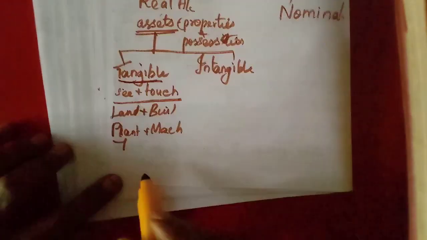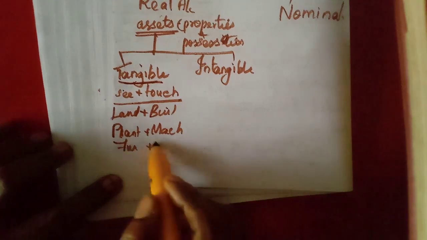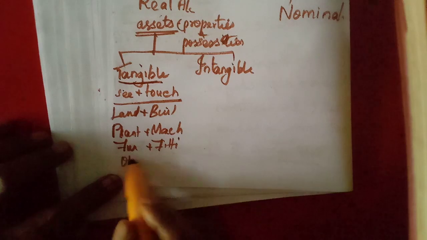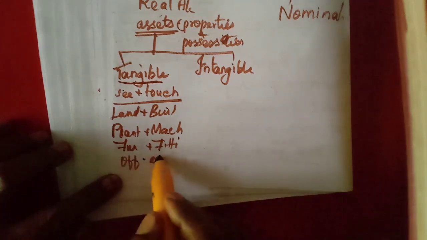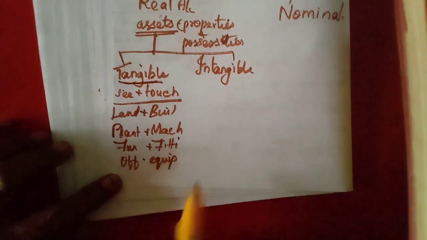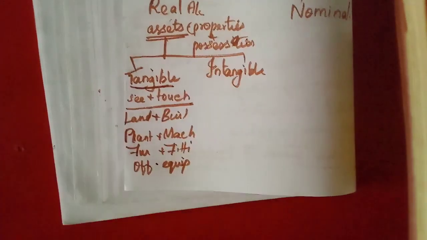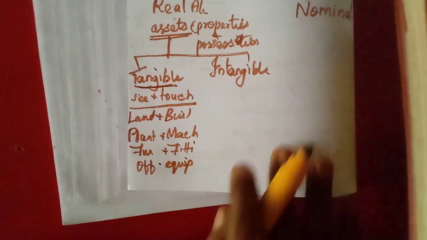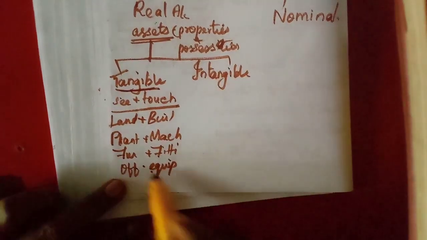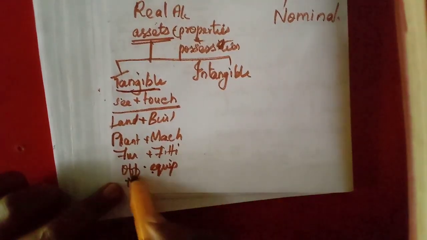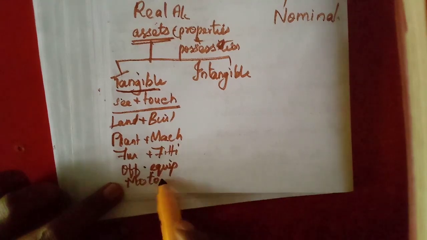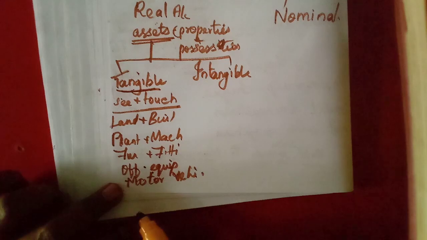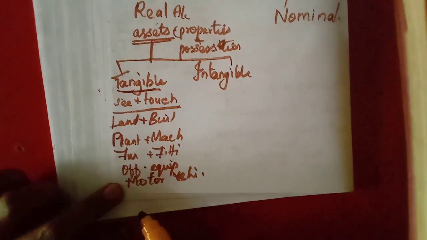Then furniture, then fittings in the wall. Then office equipment: computer, fax machine, photocopy machine. All these are office equipment. Then motor vehicles, car, bus. All these are tangible assets.